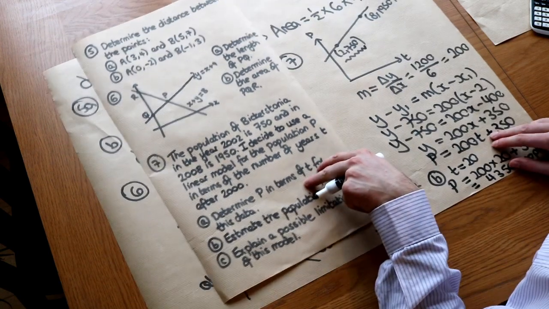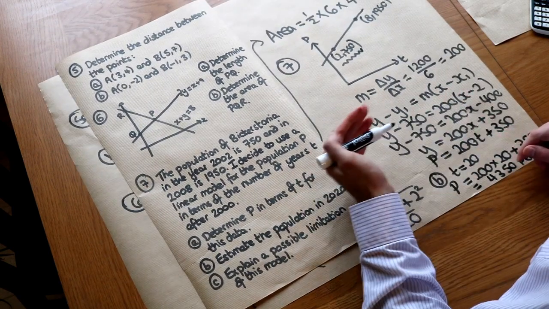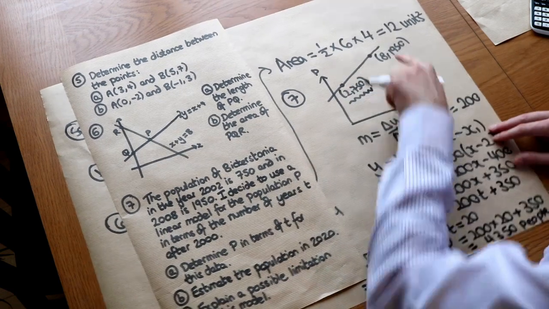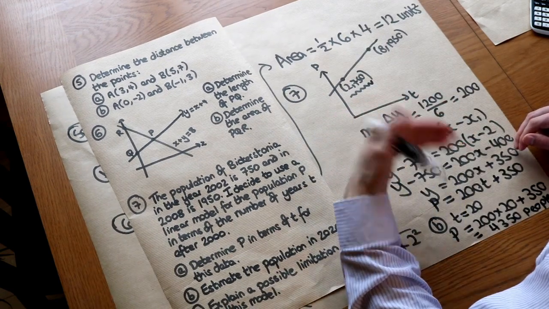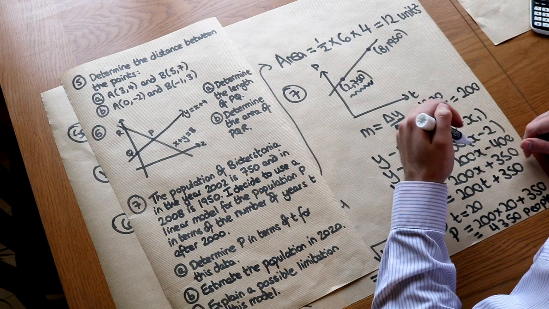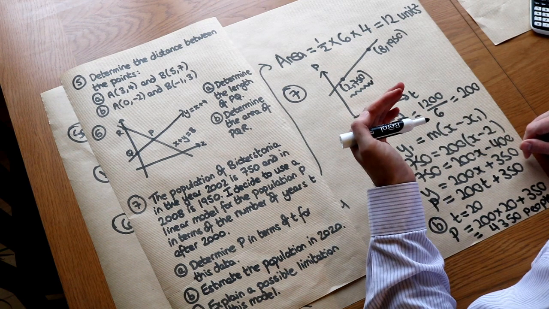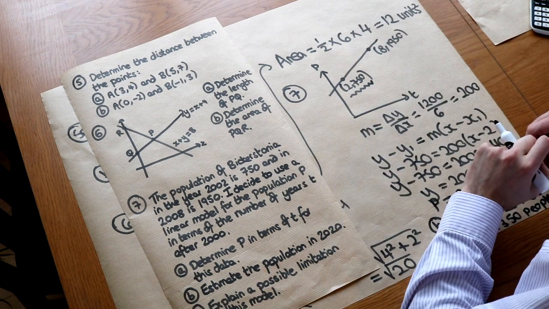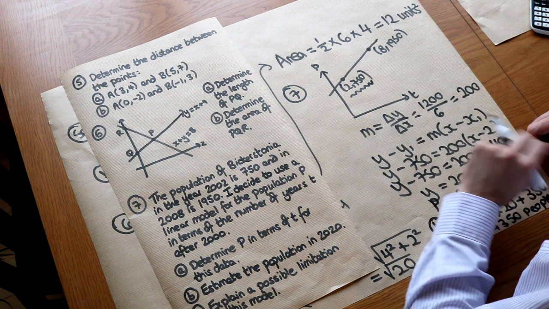And finally, explain a possible limitation of this model. And I think the main one basically is that populations don't tend to grow linearly. They don't tend to grow as a straight line. Population tends to be exponential, i.e. you have a kind of percentage increase each year rather than a fixed increase in terms of the number of people that you gain or lose each year.